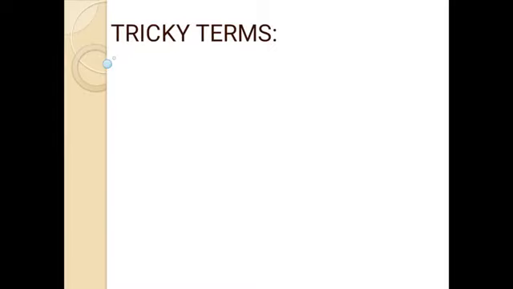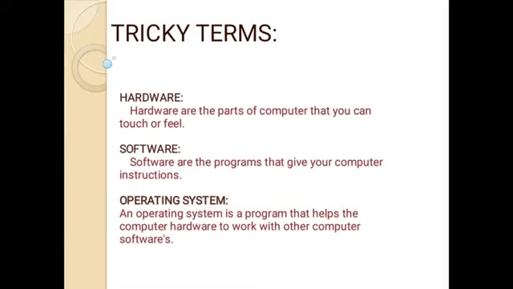Now, tricky terms. Hardware. Hardware are the parts of a computer that you can touch or feel. Software are the programs that give your computer instructions. Operating system. An operating system is a program that helps the computer hardware to work with other computer software. Students, you have to learn these tricky terms.